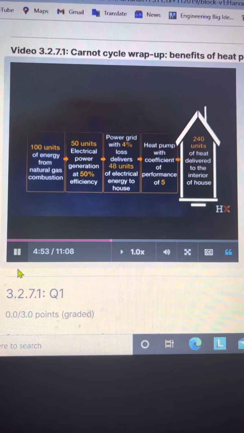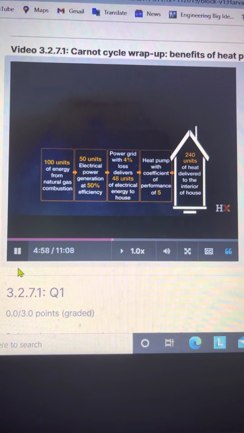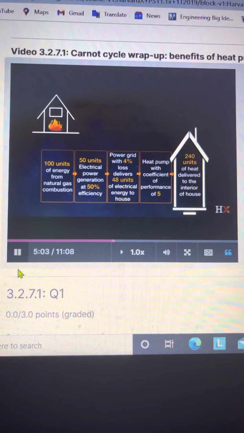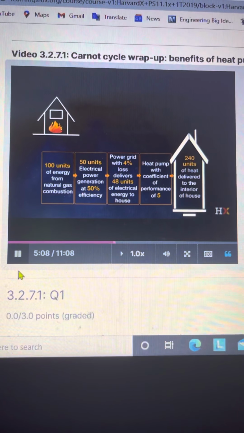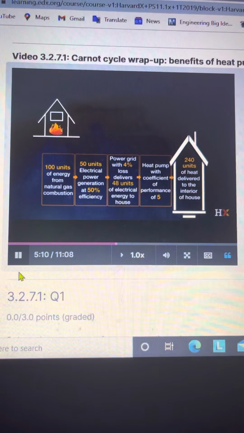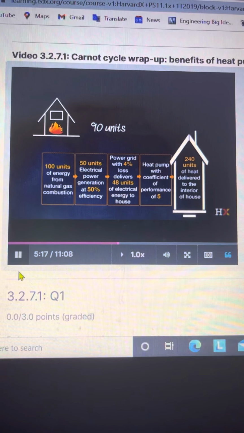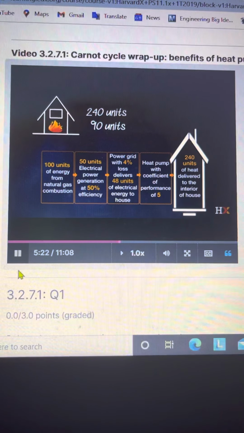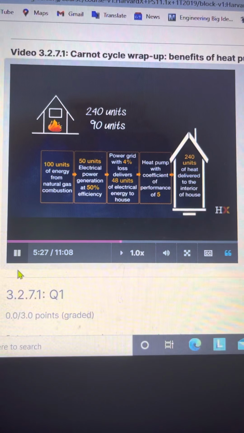Now, let's contrast that with a case where I'm burning natural gas in the basement in my furnace. So I have my house here, but now I've got a flame heating the house through natural gas, and a natural gas furnace is about 90% efficient. So that means I have 90 units by burning natural gas in my basement. But I've got 240 units by burning the natural gas in a power plant using a heat pump, and that gives me a huge gain.